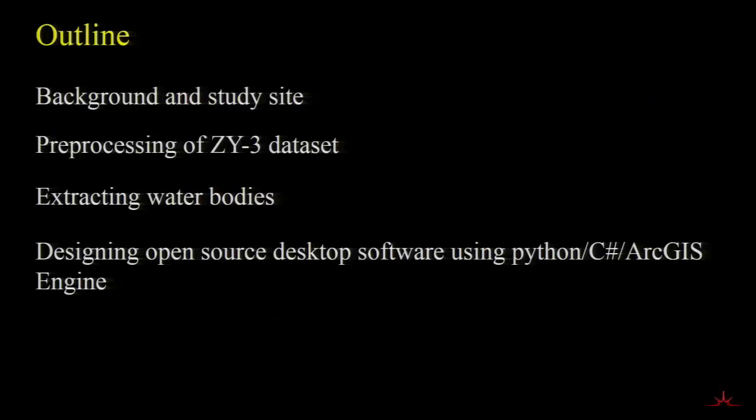So today, the presentation will have 4 different parts. The first one is I'm going to introduce the background and study site. The second one is going to be pre-processing of ZY3 dataset. ZY is the acronym for resources in Chinese. So ZY just means resources. The third part will introduce how to extract the water bodies using different algorithms. The final part will be designing open source desktop software using Python, C# and ArcGIS engine. Actually, it's not open source because ArcGIS is not free.